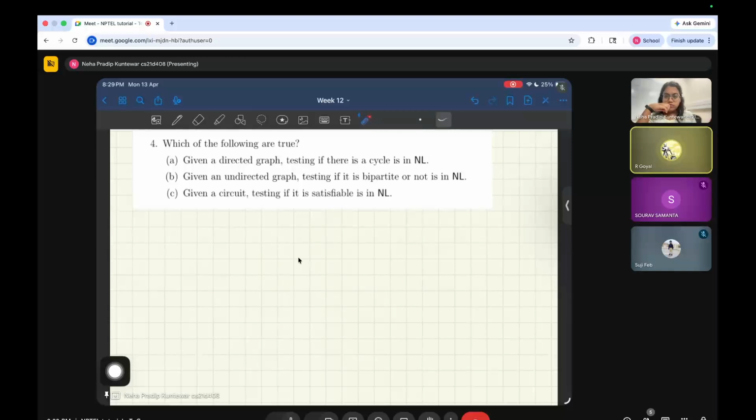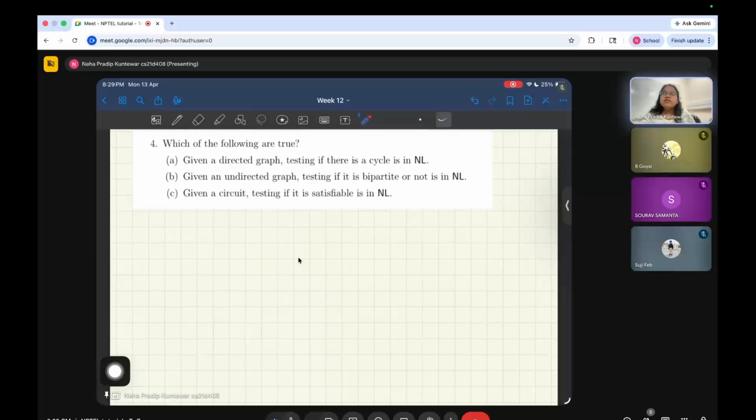And given a circuit, testing if it is satisfiable is in NL. For the circuit problem, circuit satisfiability is the same as the satisfiability problem, and satisfiability would require space of order n at least, it cannot be done in log n space. So out of these three, A and B are correct, and C is not correct.